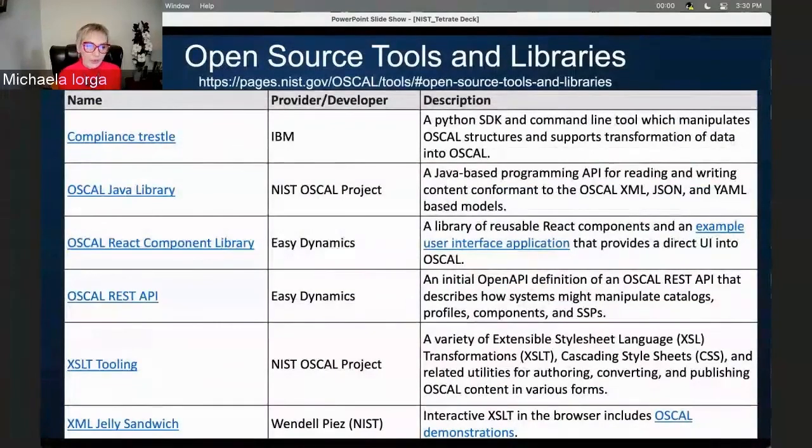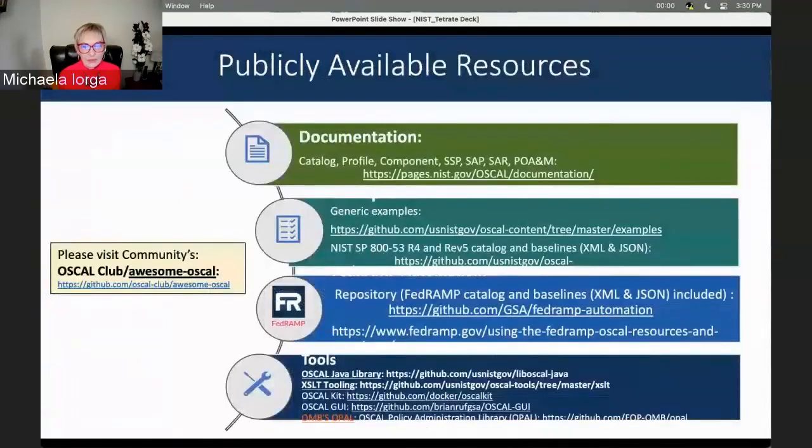Next is the page with tools, and we keep enhancing this as entities are coming forward. When we shift to the next slide, we skipped two, but that's okay, it's not a problem. There was a page that just had a list of our tools that are on one of our pages on the website. Those are publicly available resources from us, from FedRAMP, from the community.